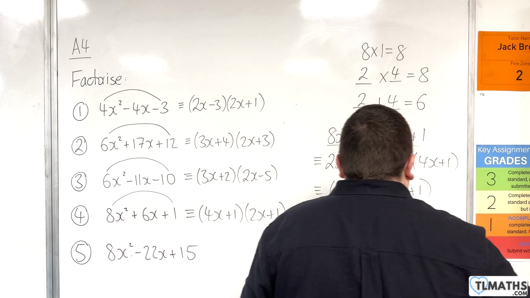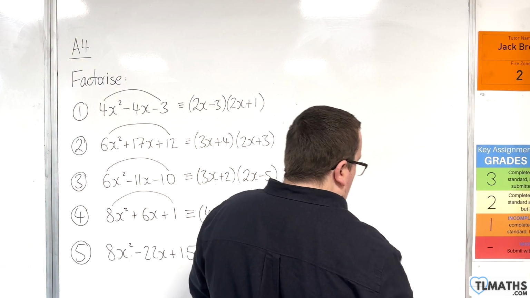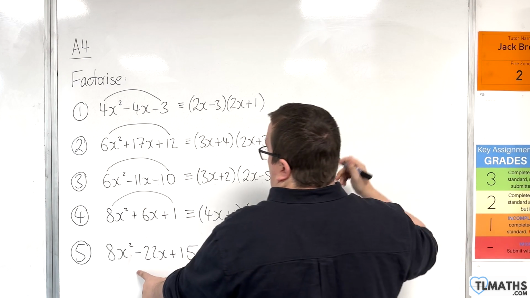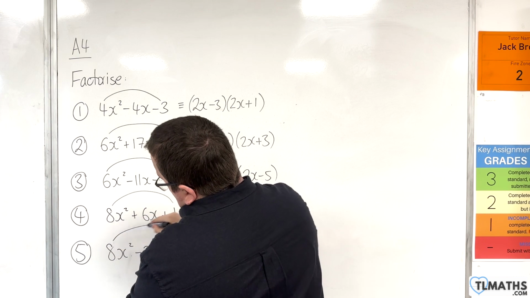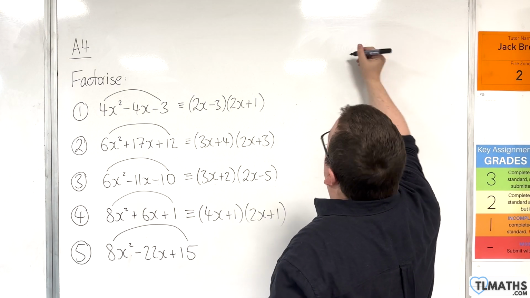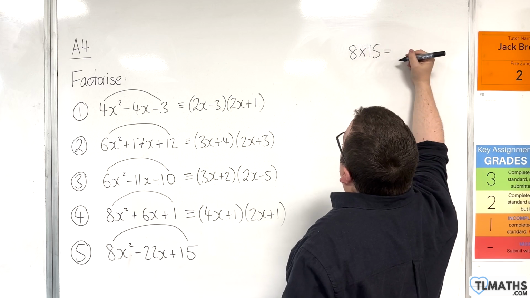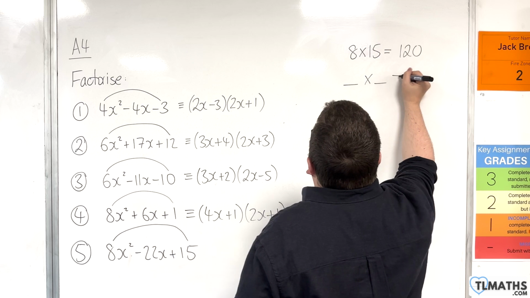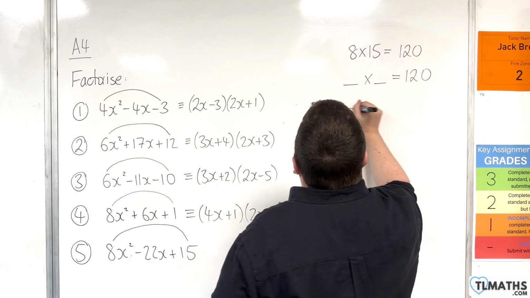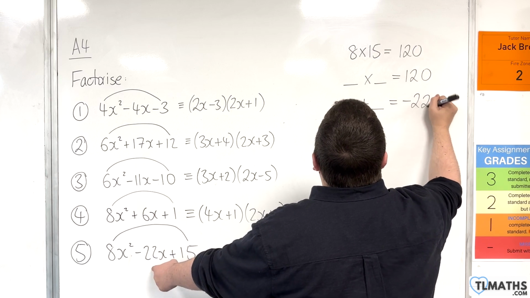Right, last one, number 5. We have 8x squared take away 22x plus 15. So multiply the 8 by the 15 first. So 8 times 15 is 120. So we need two numbers that multiply together to make 120, but add together to make minus 22.